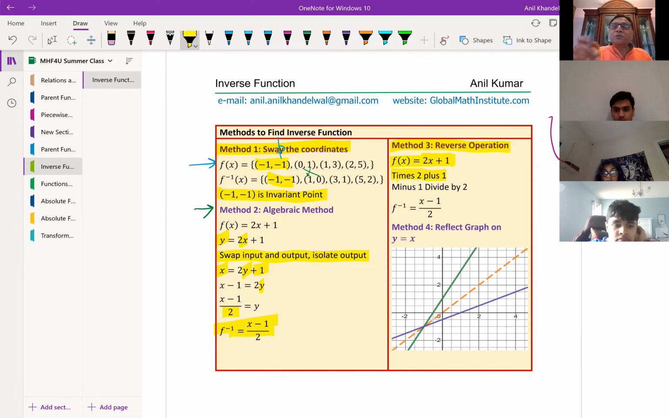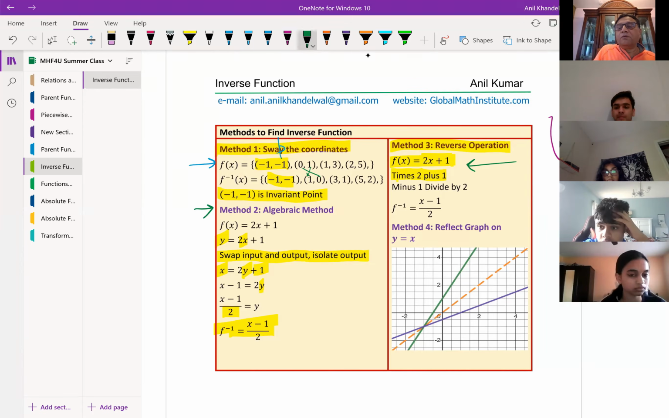Now, what is the reverse operation? Reverse operation is looking at it from this side. So the reverse method is, instead of plus 1, we'll do minus 1 and then we'll divide by 2. We'll just do the reverse of the operation.